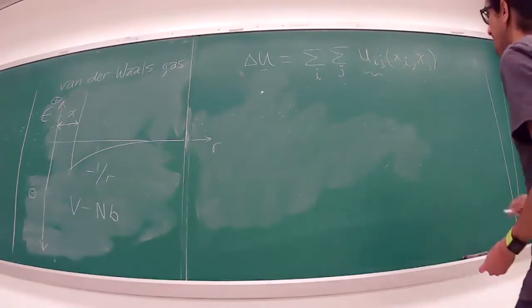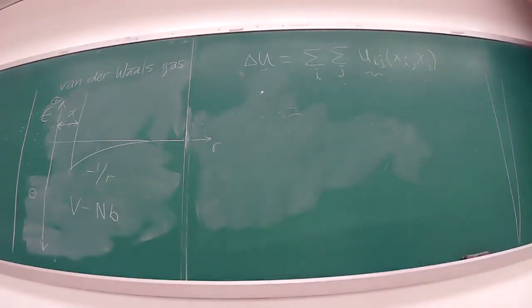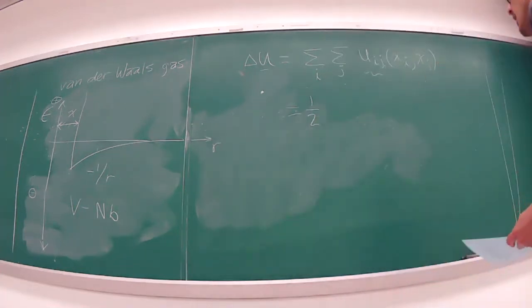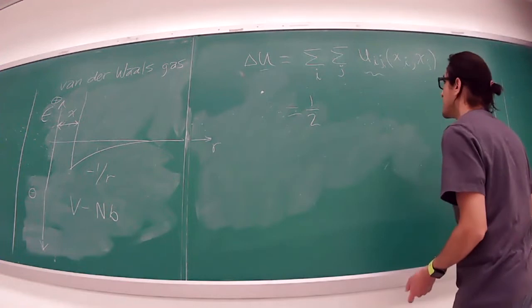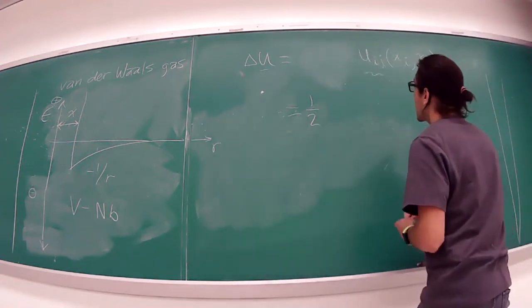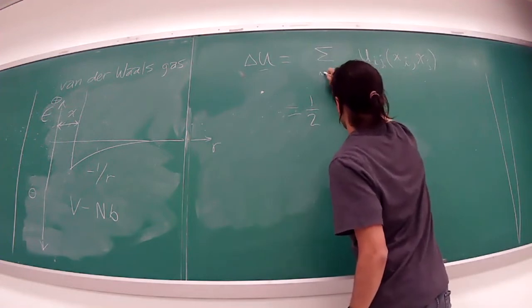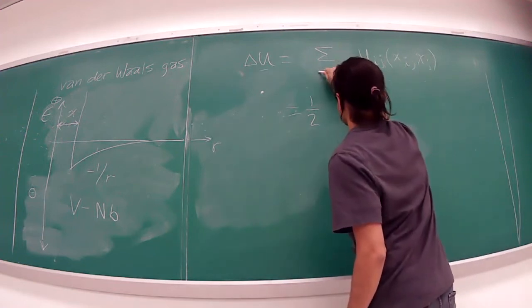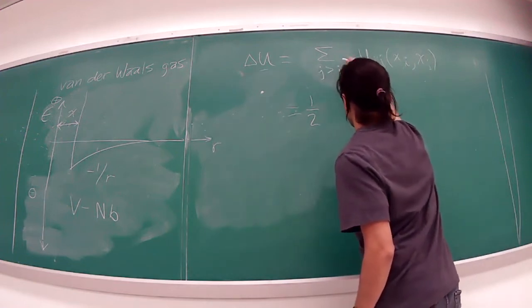Okay, so if we have many particles, then we can substitute this for an integral. So it's going to be 1/2. Actually, this one I should have written it more like, you know, something like that.